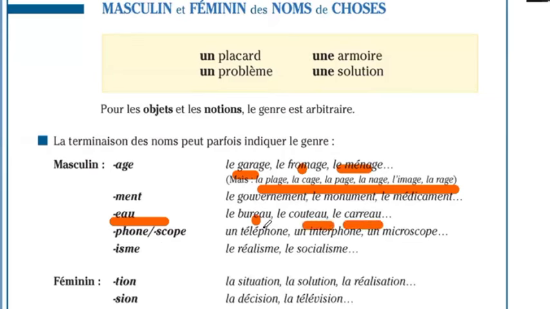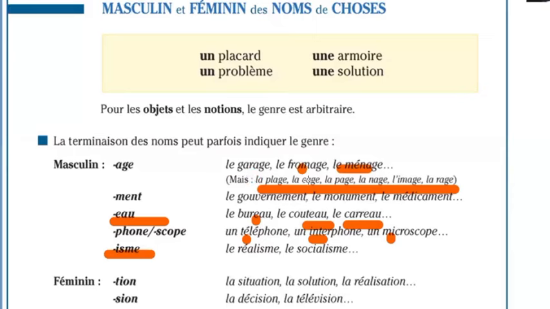When we're saying what we call -phone or -scope, for example, un téléphone, un interphone, un microphone, they tend to be masculine. Also, there is -ism, which you will know very well: feminism, Marxism, realism, existentialism, all those many isms you are used to already in English. When words end in -isme in French, they tend to be masculine. Example: le réalisme, le socialisme, le féminisme, le marxisme. All of them tend to be masculine in gender.